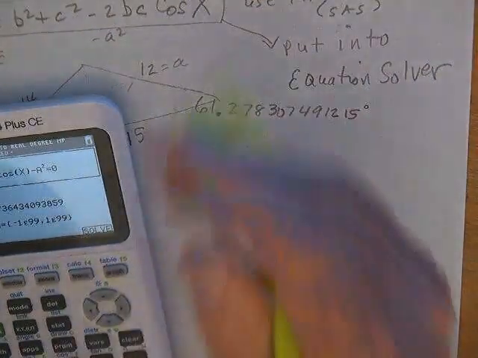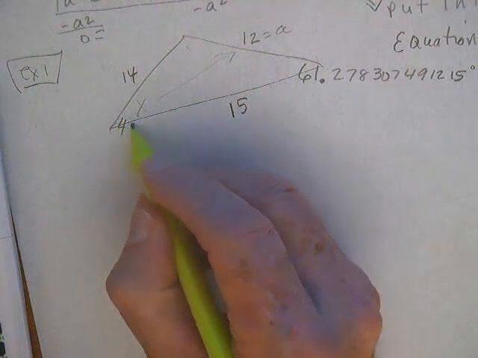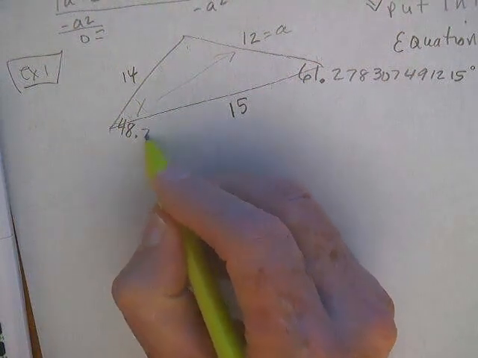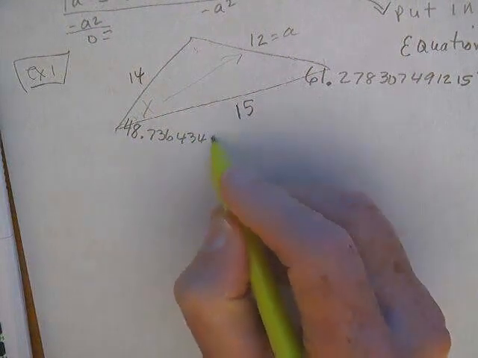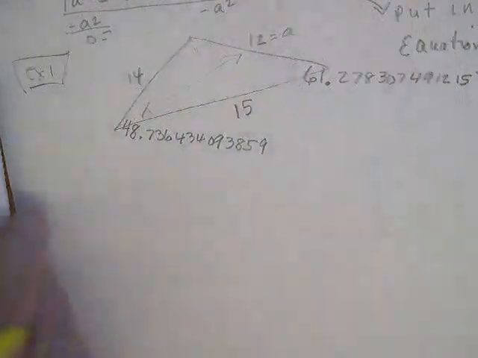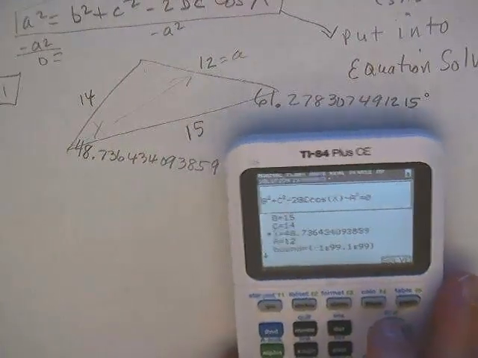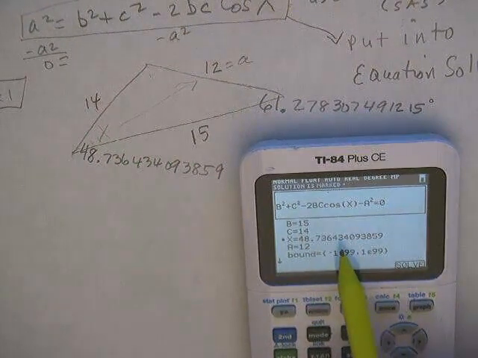Okay, that 48 number is this angle over here, 736,434,093,859. Right there.